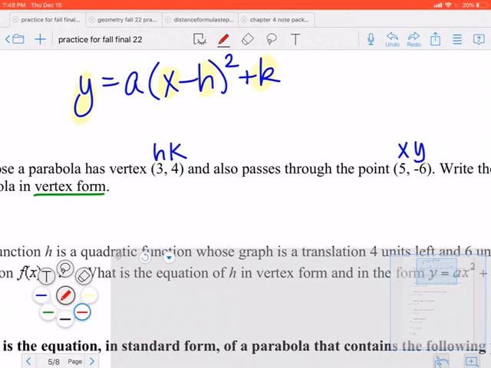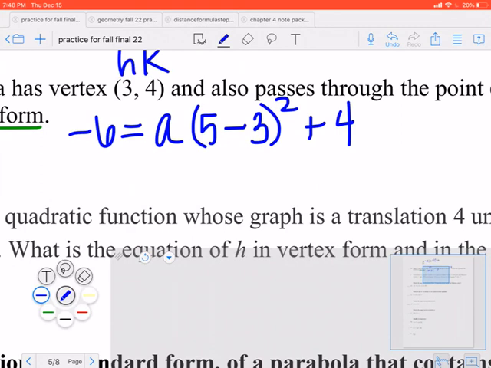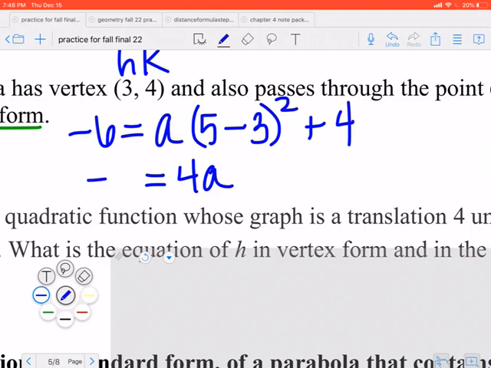So let's plug in all of these values. Y is negative 6 equals a times, parentheses squared, in the parentheses, x minus h, 5 minus 3. And then plus k, plus 4. So I've plugged everything in. Now let's solve this equation for a. The a is times this value. 5 minus 3 is 2. 2 squared is 4. So that little chunk would be 4a. Negative 6 equals 4a plus 4.